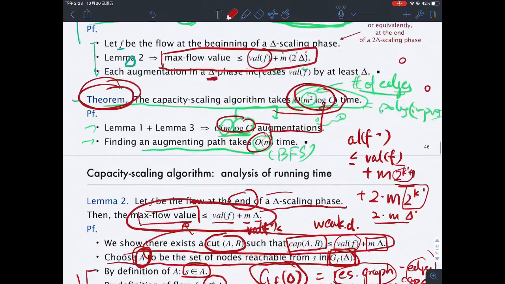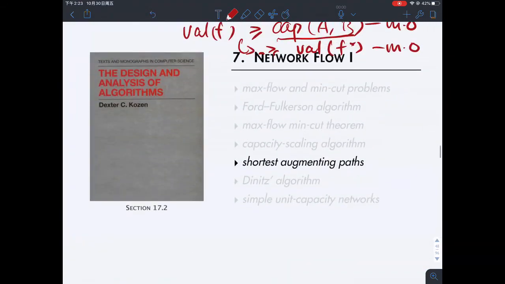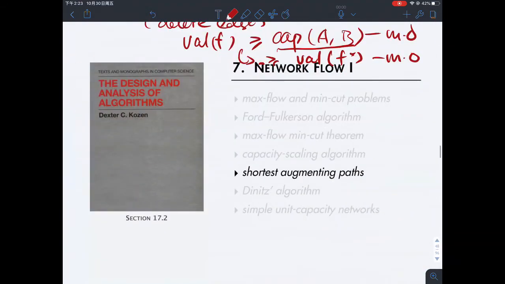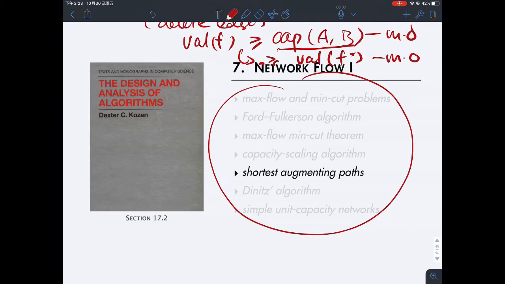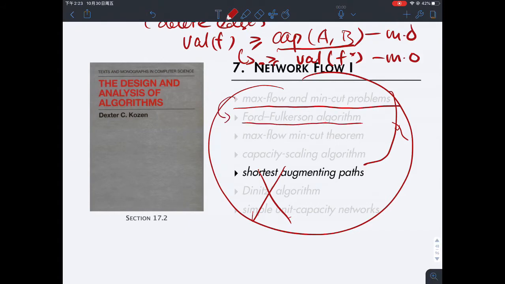So let's just review what we have done, right? This would be the outline. All the gray parts are what we have done, so we actually have achieved quite a lot. We are not going to deal with the rest of them, right? So we start with introducing the max flow min cut problem, and we quickly come up with a solution that's based on a greedy algorithm, right?